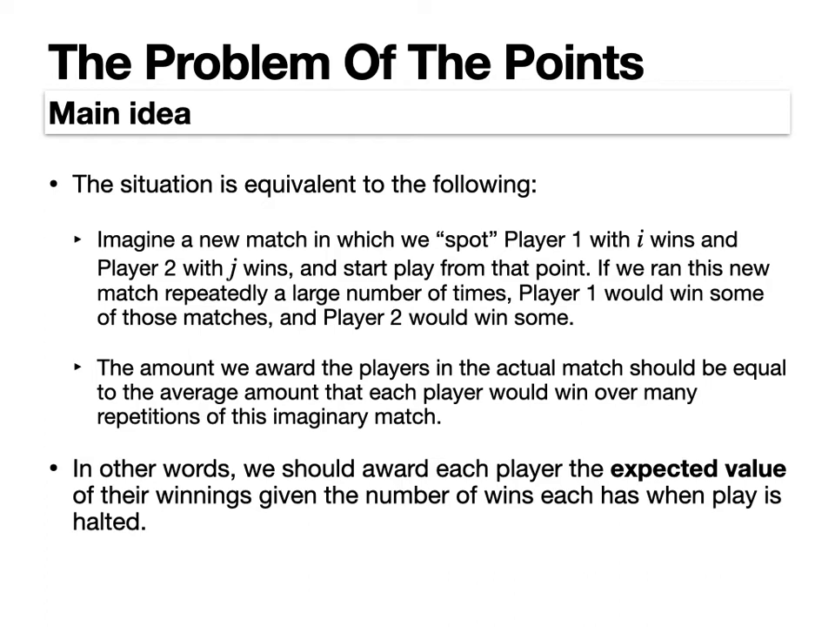They would start this imaginary sequence by spotting player 1 with 6 wins and spotting player 2 with 1, and then play the match to conclusion. In all likelihood, player 1 would win, but we would do this over and over again. So a few times player 2 might win too if he had an amazing comeback, right? And at the end of all this huge sequence of matches, we would determine the split of the purse by just looking at the average amount player 1 won in this long sequence of matches in which each was spotted their actual wins.